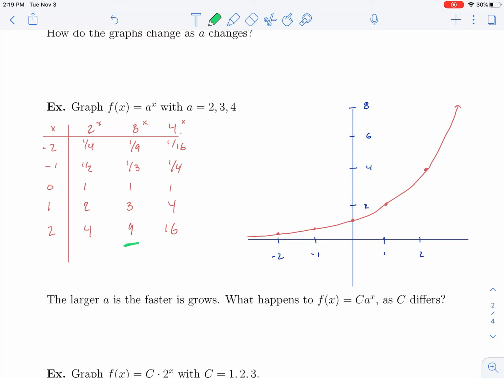So let's do this color for 3 to the x. So we get 1/9, 1/3, still 1, and then 3, and then 9, which would be up here. And then do 4 to the x, this deeper blue. It's really, really small. Still small. 1, 4, and like all the way up there.